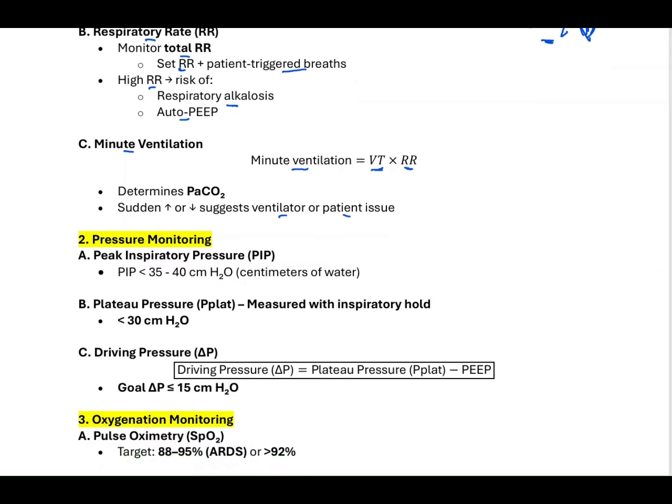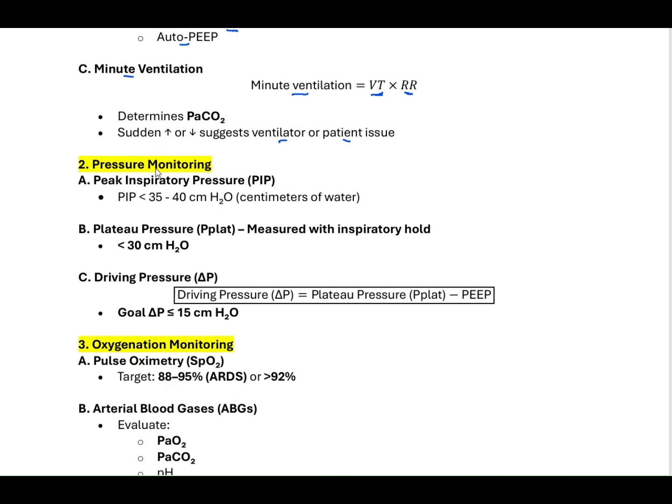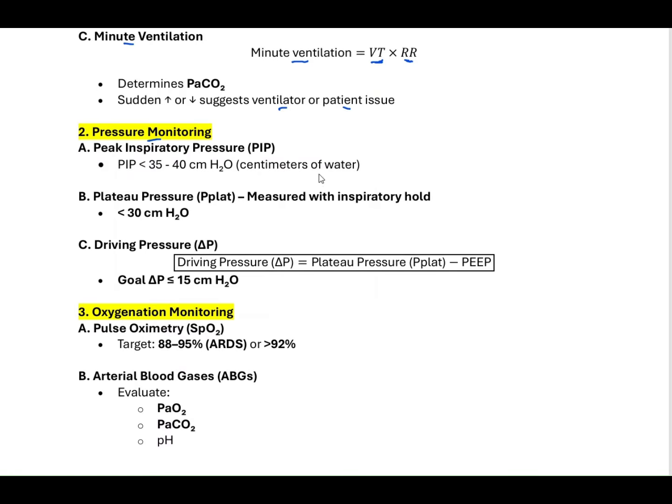So the second thing we're going to be monitoring on this mode is pressure. What are the pressures we're going to monitor? We're going to monitor the peak inspiratory pressure, PIP. And this peak inspiratory pressure, you don't want it to be too high. You want to keep your peak inspiratory pressure below 35 to 40 centimeters of water. I'm going to talk about that in detail in a second.